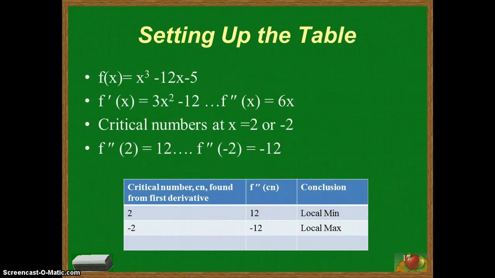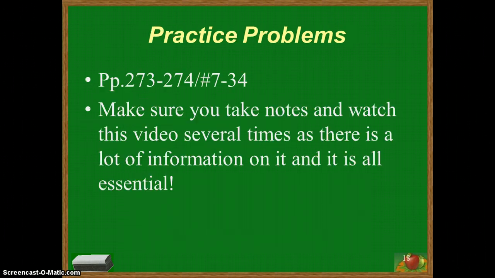How do you set up a table? Well, let's pick a function, x cubed minus 12x minus 5. There's the first derivative and the second derivative. There are critical numbers here at x equals 2, -2. Let's test them. F double prime of 2 equals 12, f double prime of -2 equals -12. So in the table, if I get a positive second derivative, it tells me I have a minimum, and if I get a negative second derivative, it tells me I have a maximum. So my conclusion is that x equals 2 is a minimum and x equals -2 is a local max.